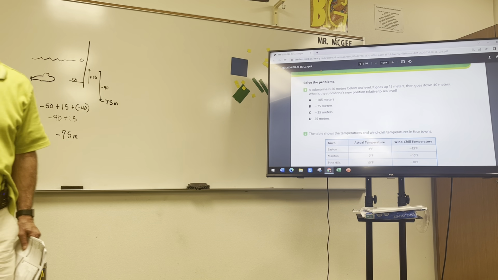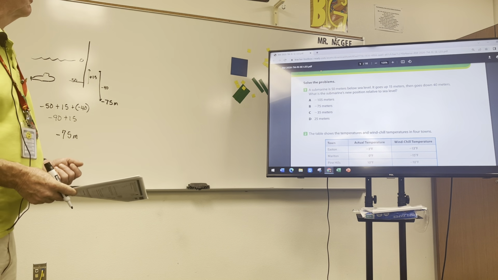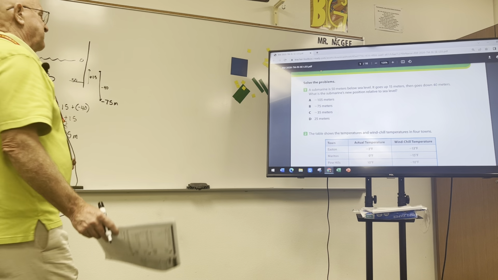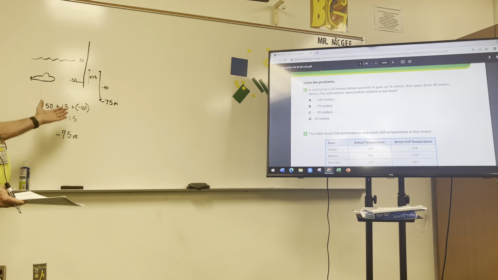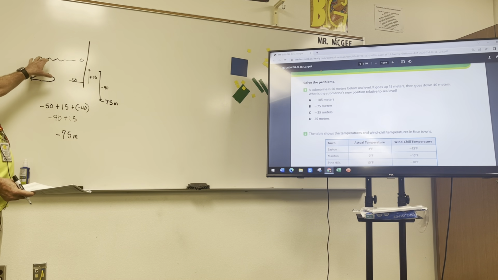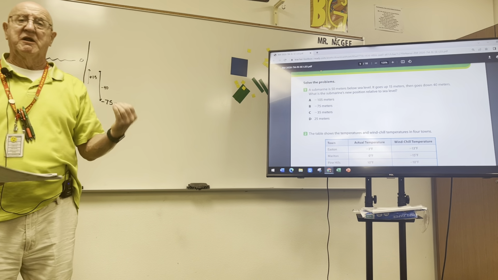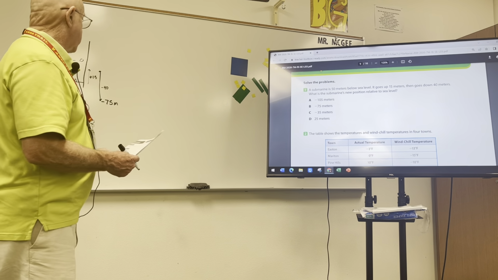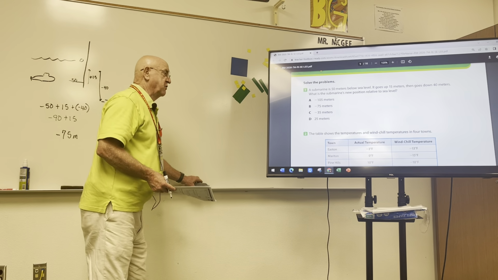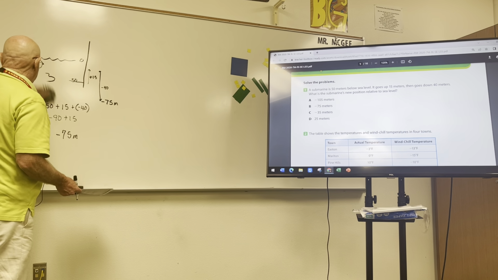All right? So that's the simplest way to do this kind of problem. Just write it down as they say it. Draw a picture so you have an idea of what it's going to look like. You know the water's up here at 0 because it says relative to sea level, which means sea level is our new 0 level. All right, so let's take a look at problem number 2.